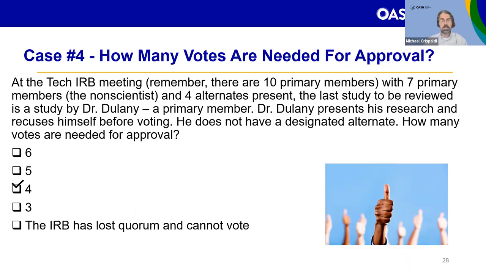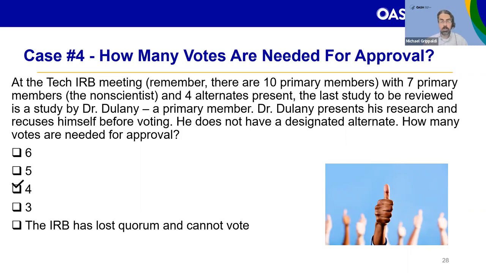So we have a lot going on here, as I mentioned. The first question that we should be asking is if we have quorum. Quorum requires the majority of the primary members and the non-scientists to be present. So as we determined in the previous case, case number 3, 10 divided by 2 equals 5. 5 plus 1 is 6. So we need 6 members, with one of those being the non-scientist, Father Ignatius. Here we had 7 members, but with Dr. Delaney's recusal, we're left with 6 members.